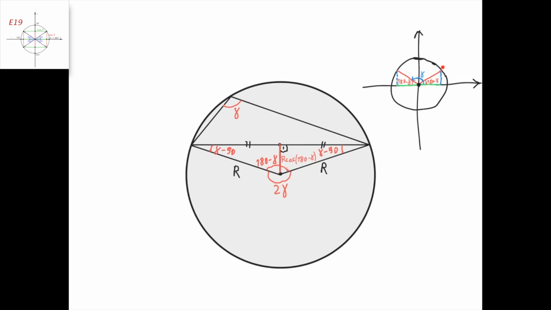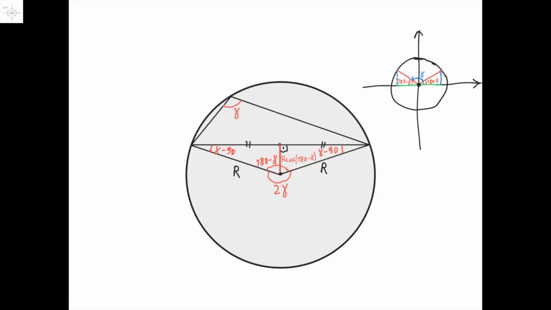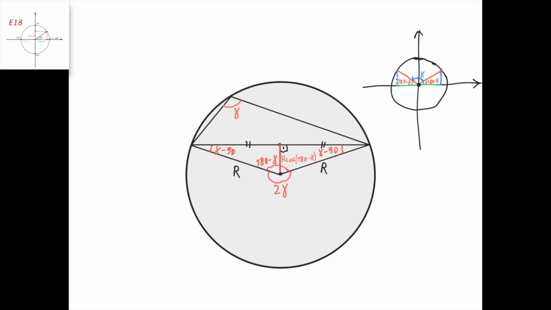Then, this line and this line are symmetric with respect to the x-axis and with respect to the y-axis. We know that in this case, cosine of gamma would correspond to the horizontal projection of this point on the x-axis. So it would be this distance taken with a negative sign, and the cosine of 180 minus gamma would be the projection of this point onto this x-axis, so it would be this distance taken with a positive sign.